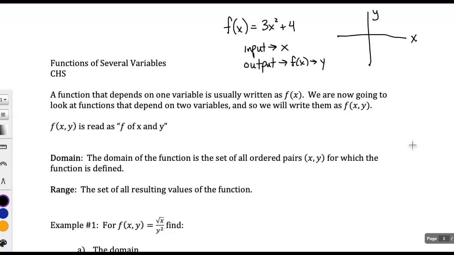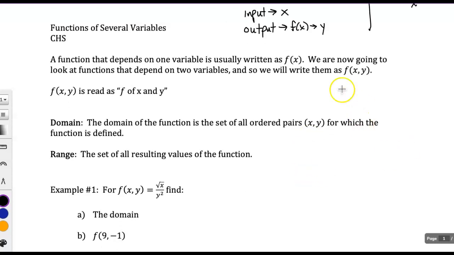What we're going to do now is look at functions that actually depend on two variables. So x and y are both going to be our input, and we'll have a third variable, typically z, that will be our output. And what that's going to do is graph things in 3 dimensions. You can think of x and y as the flat part, and then the z-axis sticking out in the third dimension.